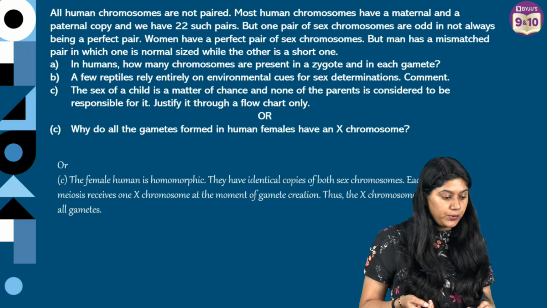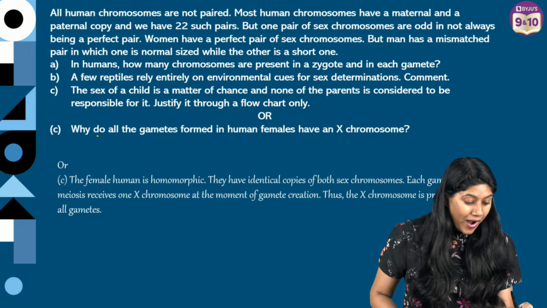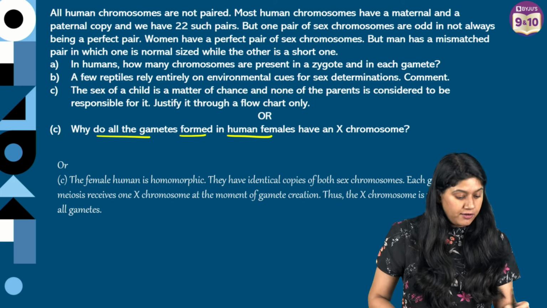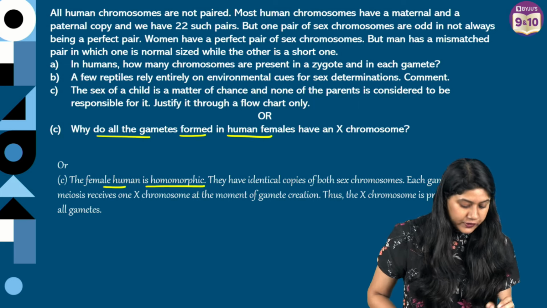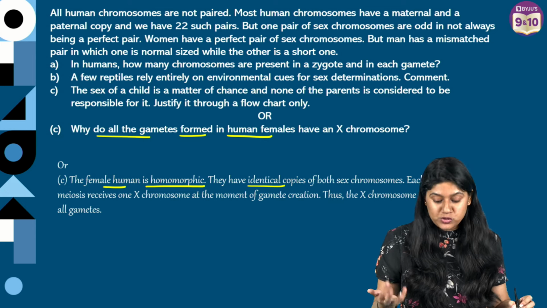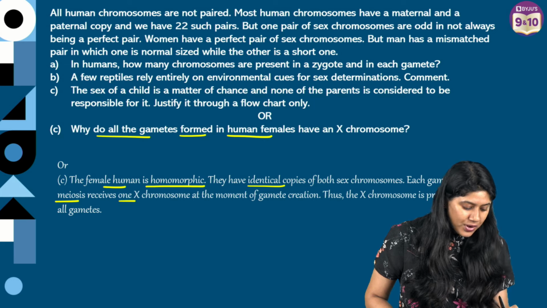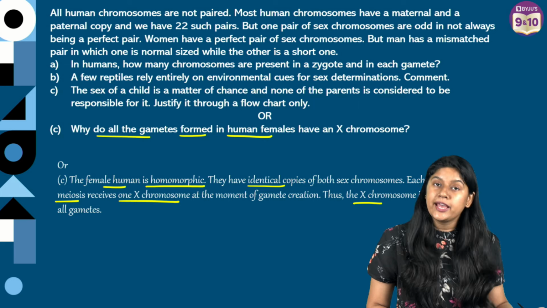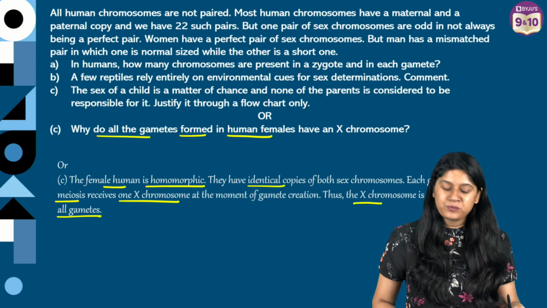Based upon that, we are moving to the last part, which was: why do all the gametes formed in a human female have the X chromosome? Of course, they are homomorphic. They have the same type of chromosome, identical copies of both chromosomes, and each gamete in meiosis receives one X chromosome at the moment of gamete creation, and thus the X chromosome is present in all the gametes.